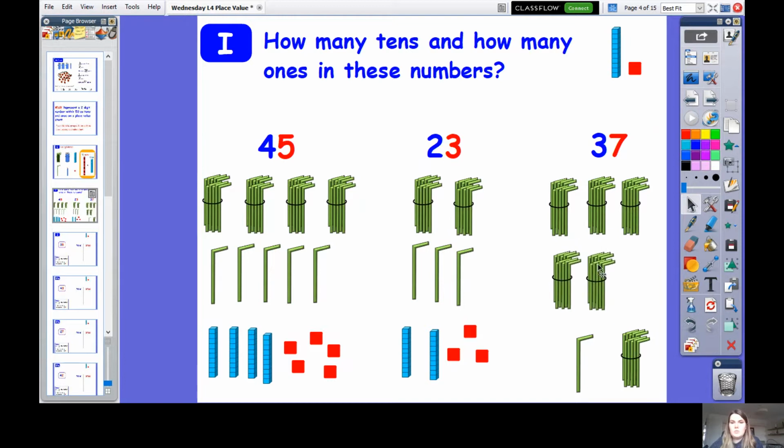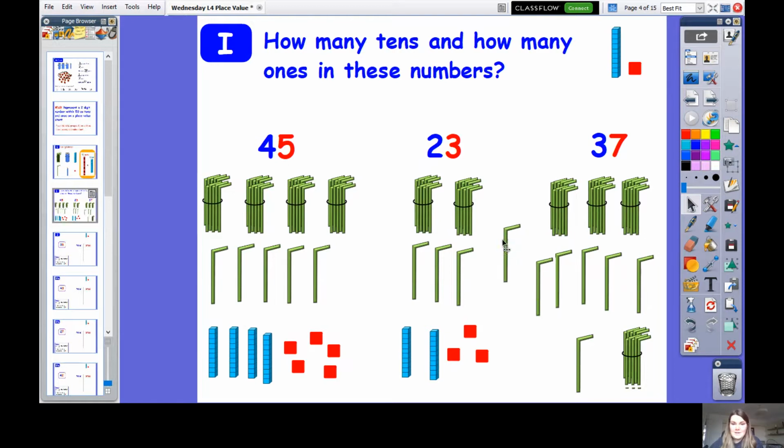Okay, I'm going to get 7 1s. 1, 2. Stop. What's wrong? They're not 1s. How do you know they're not 1s? Because they've been grouped together to make a 10. Very good. Fantastic. So which ones do I need to use? The straws. Very good. Count with me. 1, 2, 3, 4, 5, 6, 7. Fantastic. Well done, everyone.